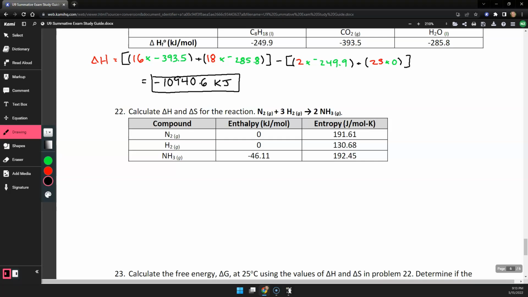So we're gonna just do the same thing that we were just doing, but we want to make sure that we're using the correct values. So enthalpy are the delta H values. Entropy is delta S.